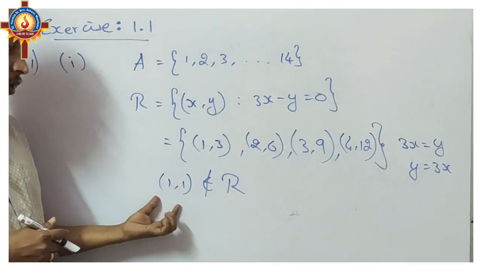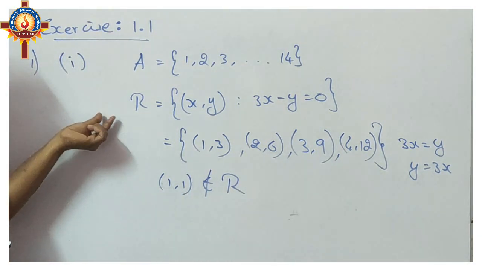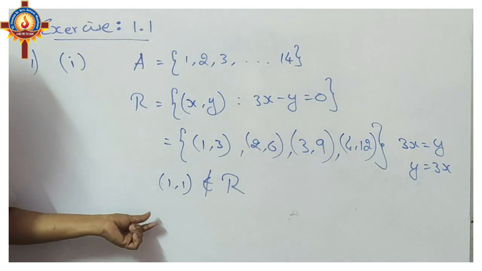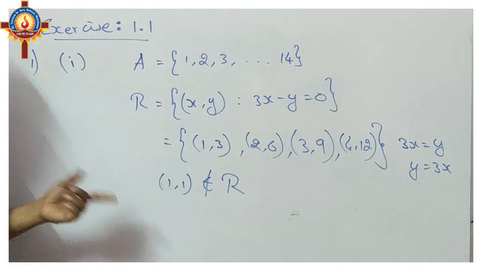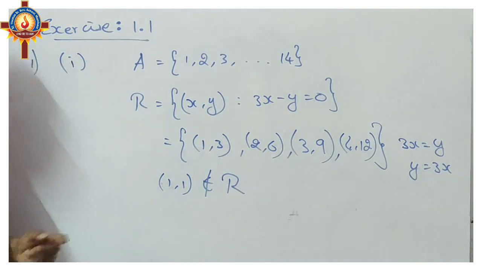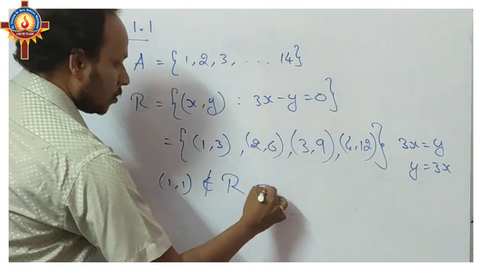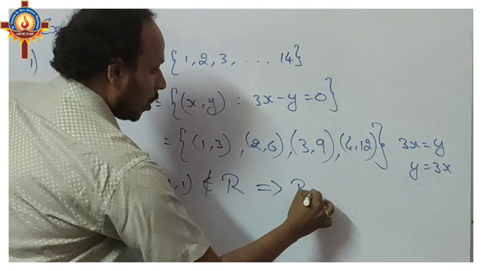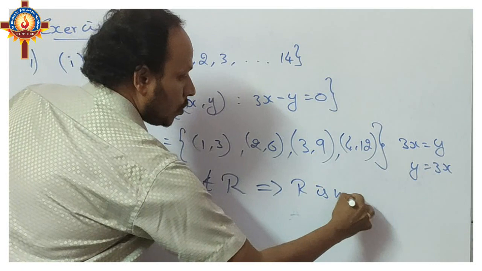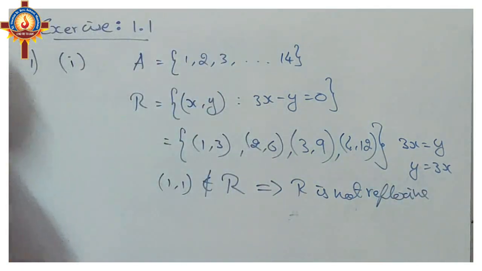So that's what we can see here. 1 comma 1, just one example, does not belong to R. And this is enough to say that this relation R is not reflexive. If we have to prove it is reflexive, then we have to give a general proof. That we'll discuss in a different question. So here 1 comma 1 does not belong to R, and this simply says R is not reflexive.